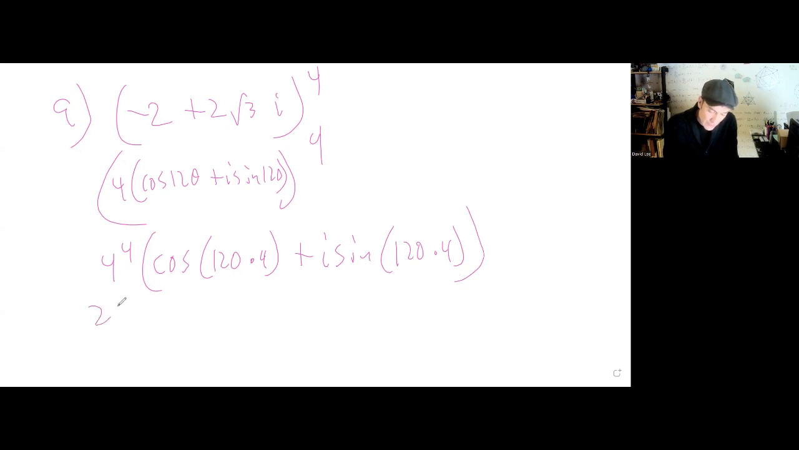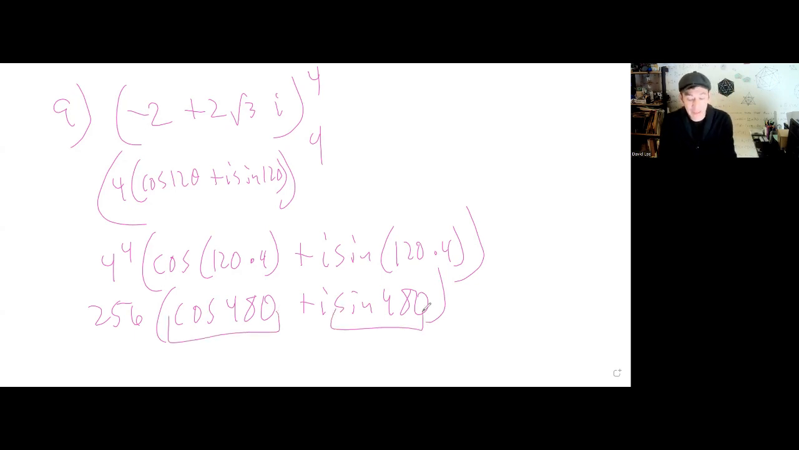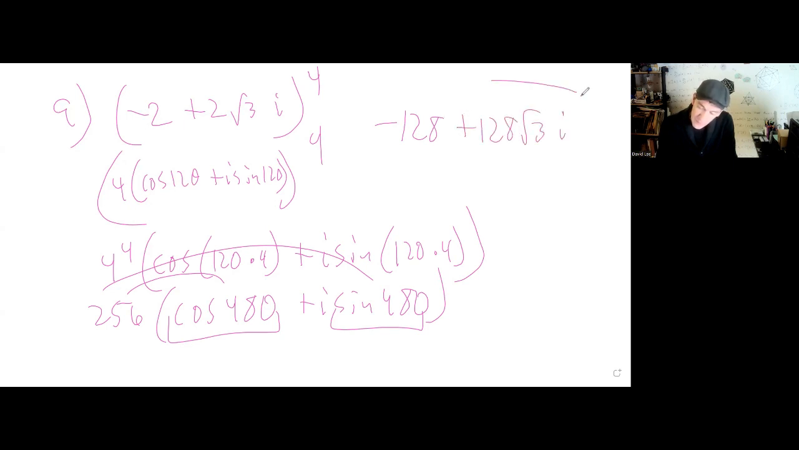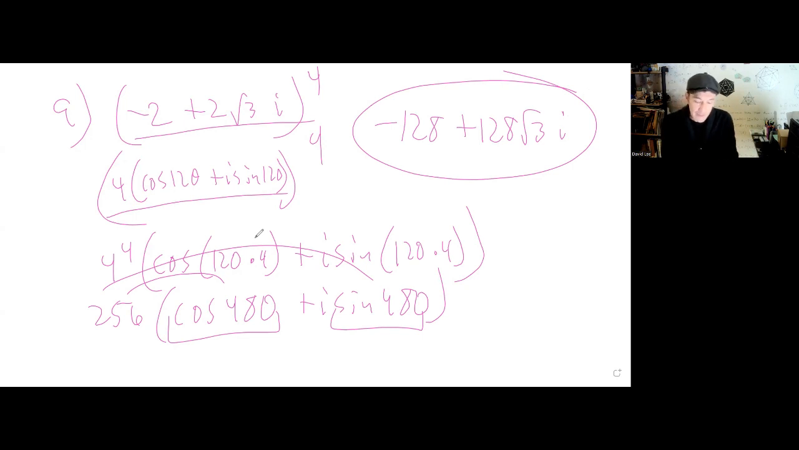4 to the 4 is 256. And this becomes cosine 480 plus i sine 480. Calculator in degrees. Distribute 256. And it's what the answer says: negative 128 plus 128 square root 3 i. So you go from complex rectangular into complex polar, apply de Moivre's theorem correctly, and use the calculator to distribute the rest of the way to the final answer.